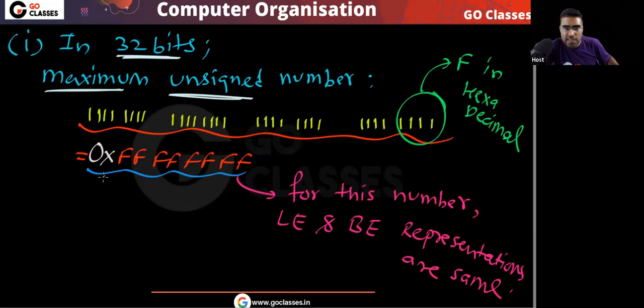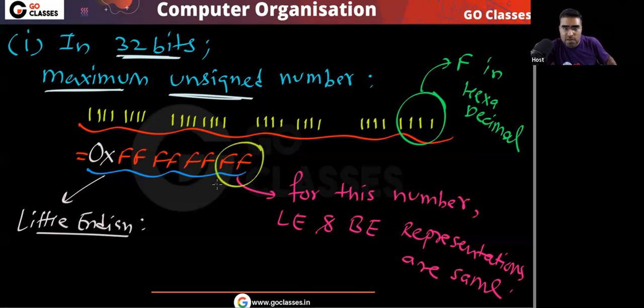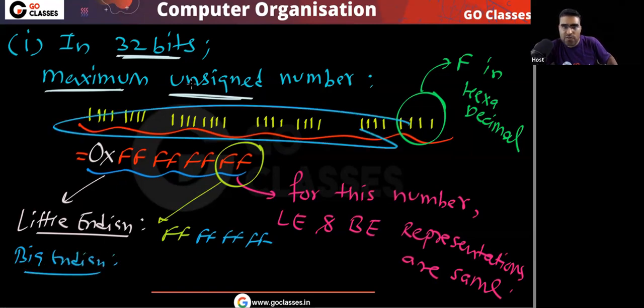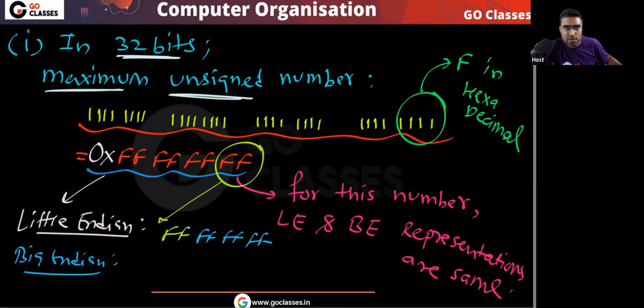Because in the little endian, you will start with the little end, but all are FFFF. Yes or no? In the big endian, you will start with the big end. But all are the same. All are 1, 1, 1, 1, 1, 1. All are FFFF. So very simple. In the big endian, you will start with the big end, so that's it. FF, FF, FF, and so on. So this is your answer.